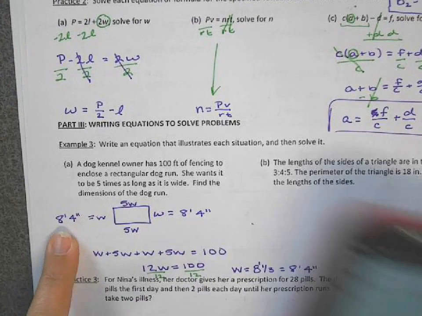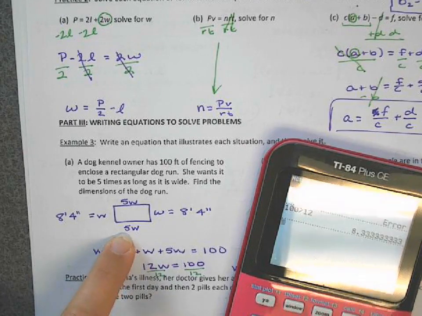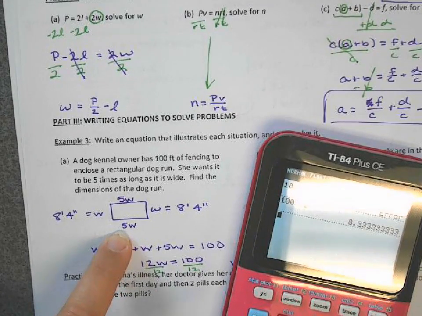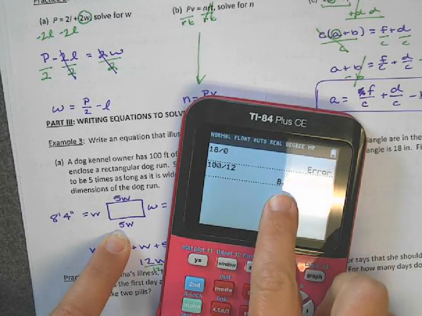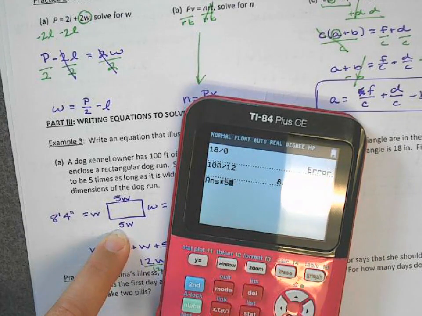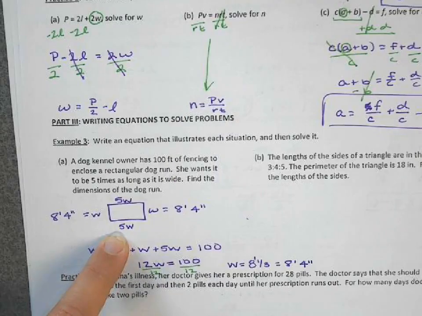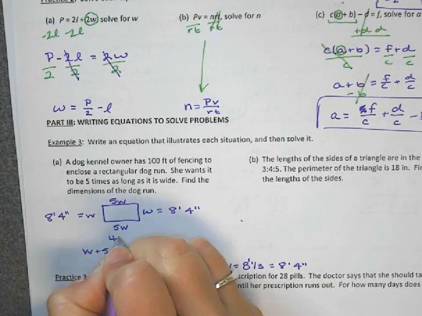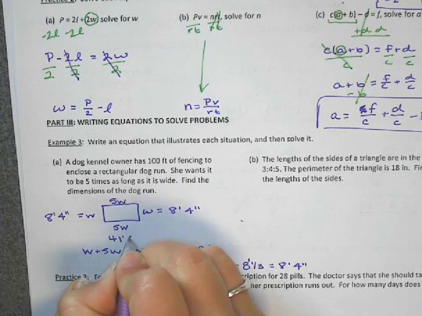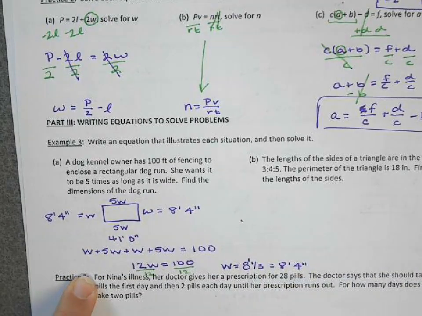Well, if that's 8 foot, 4 inches, how are you going to figure out what the 5 times W is? Times it by 5. So there was the 8 1/3, times that by 5. 41 2/3. And 2/3 would be 8 inches. So 41 feet, 8 inches.